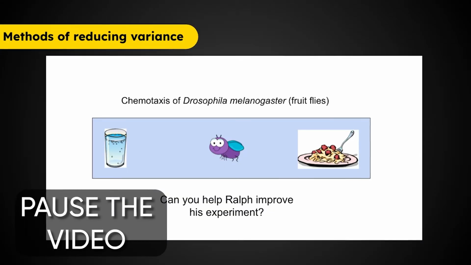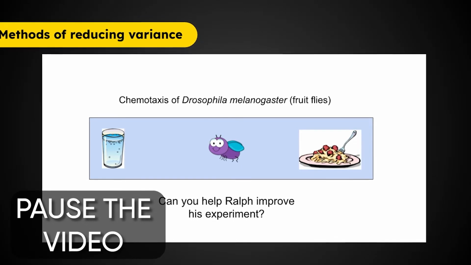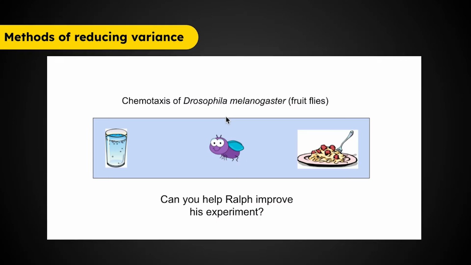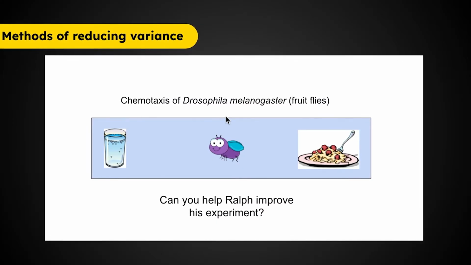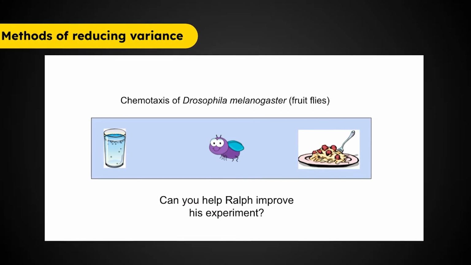So you can pause the video right here and think of ways to reduce the variance of this experiment. A big problem here that we can immediately see is that his sample size is tiny. He puts one fly in this. So normally when we do this kind of thing, we want to put maybe 100 flies or even more, so that we can see how many of them go to one side versus how many of them go to the other. And another method would be to increase the number of trials.